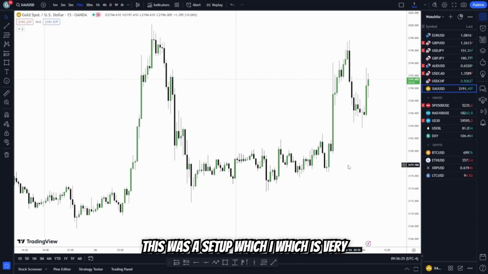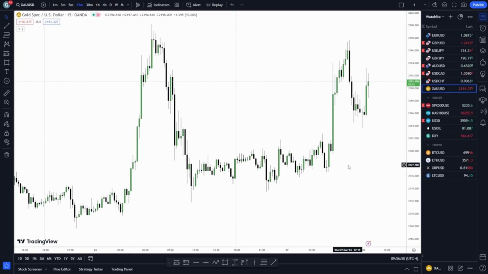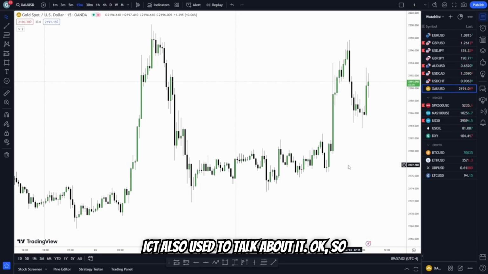So this was a very useful setup. You can use it, and this setup happens every time. I should say that I learned this setup from Dr. David Paul. He used to use this setup, and he told all the details about this break and retest setup in his video. I think it was a video on his YouTube channel. He has a YouTube channel, but he is dead now, though he has a good legacy in this trading field. I learned this setup from his YouTube, and it is really useful, and ICT also used to talk about it.